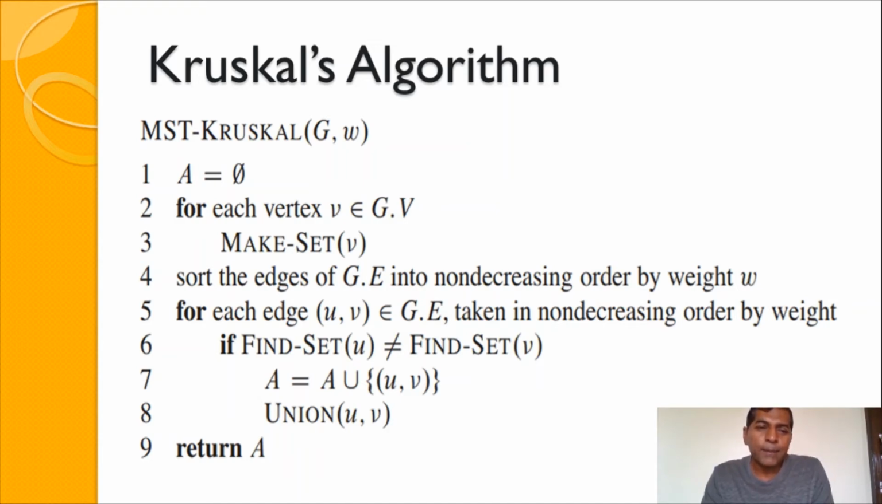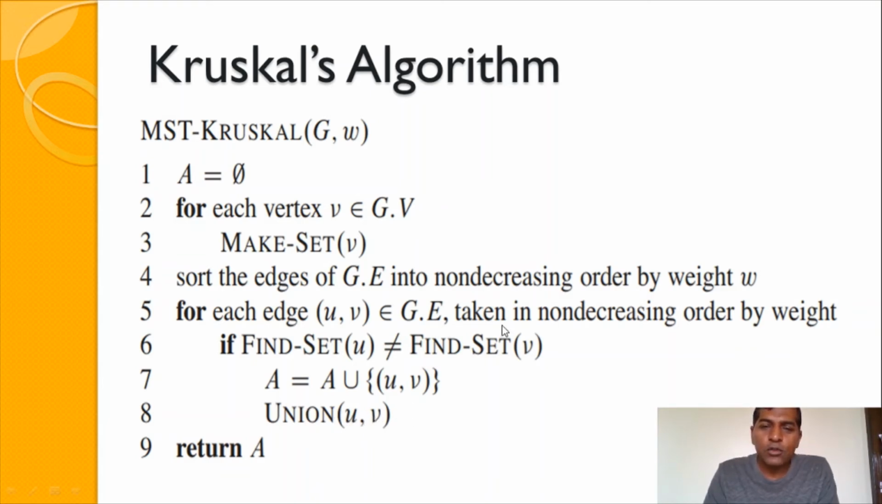Once we sort them, for each edge UV, we'll select the first edge taken in non-decreasing order. The lightest edge will be selected, and for that edge we will find whether the vertices U and V are still two independent vertices. If those are still not connected with any other edge, then we will choose this edge as a part of the final solution, include it in set A, and then connect U and V together.